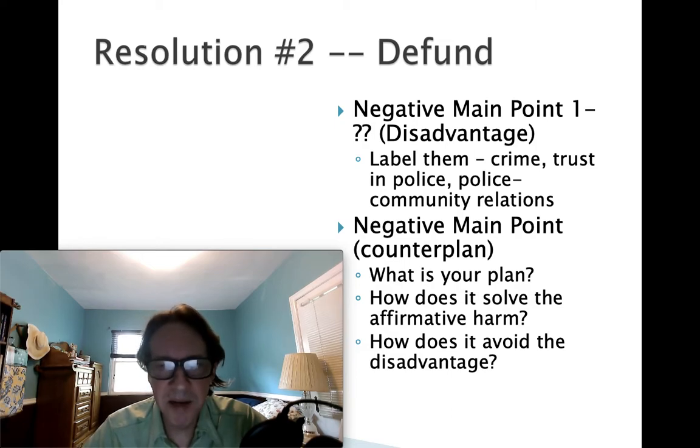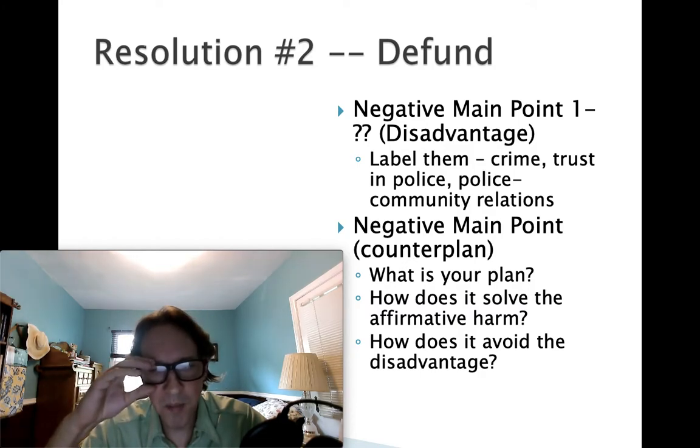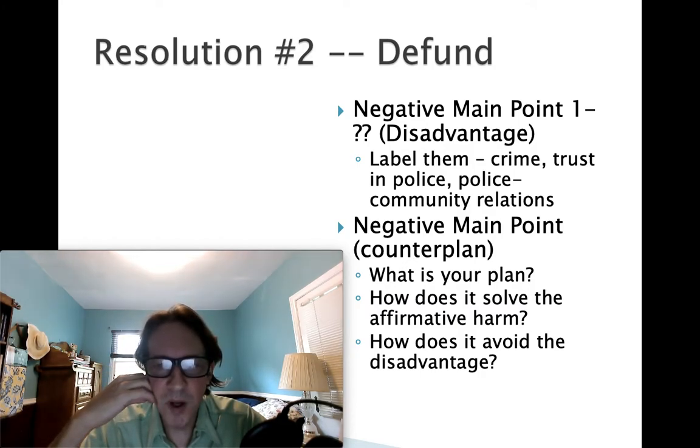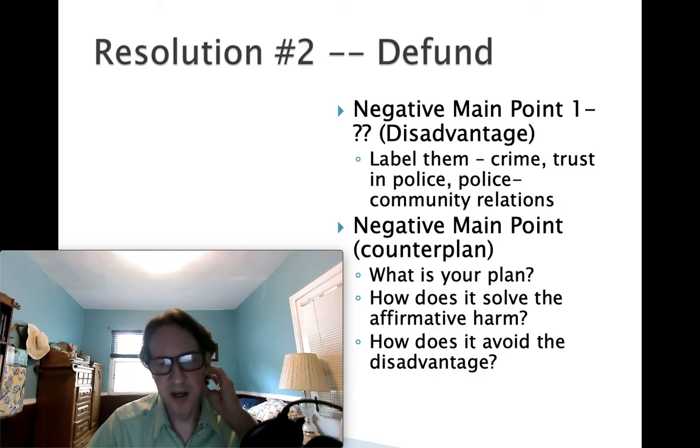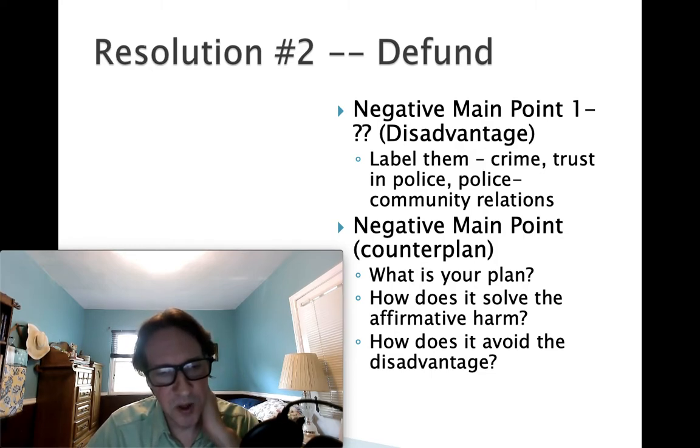And then you can also have a main point which is called a counter plan, which is let's not defund the police, let's reform them in some other way. So for that one you would say what your plan is, how the plan solves the affirmative harm, right? How does reforming the police, say citizen review boards, prevent racial profiling or police harassment or abuse? Also, how does that avoid the disadvantage, right? You can say, look, citizen review boards don't defund the police and therefore don't increase crime, whereas the affirmative plan does decrease crime.